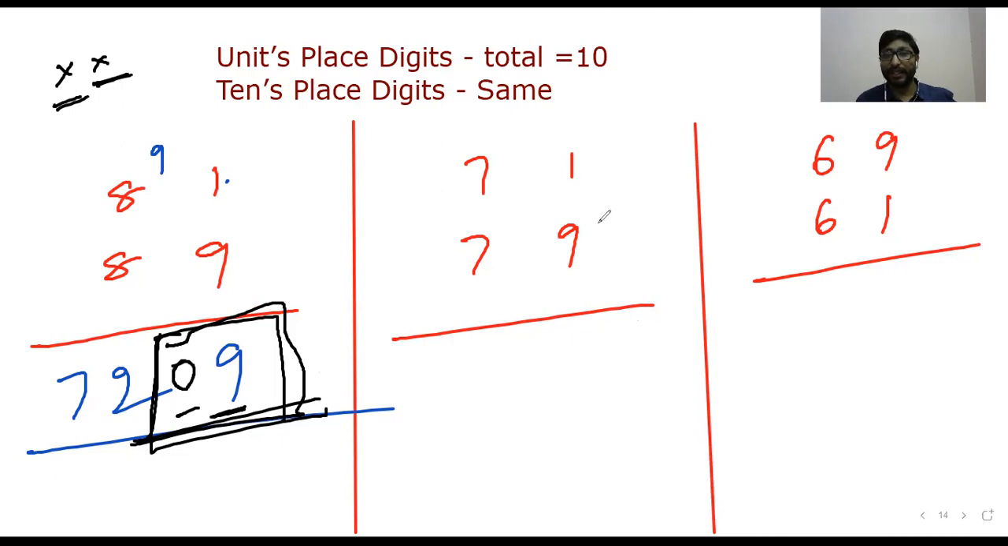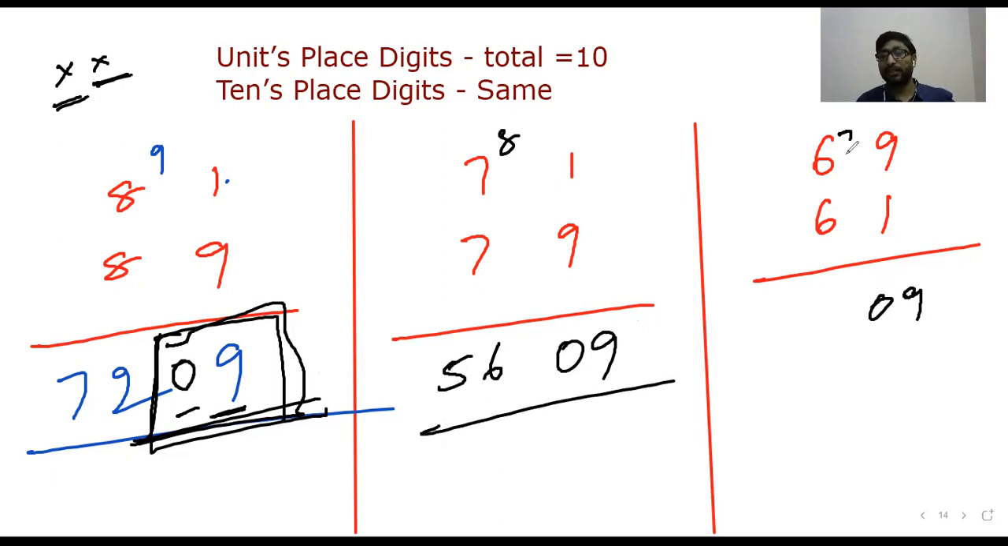We got only one digit. 1 9 is 9, so we use 09. 7 8s are 56. 1 9 is 9, so 09. 6 7s are 42. So don't worry about it. Why I write 0, you will understand in tomorrow's class.